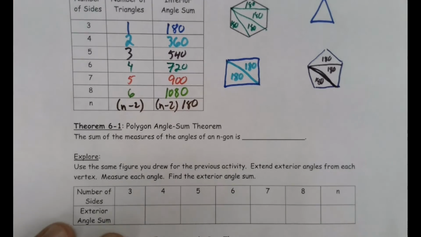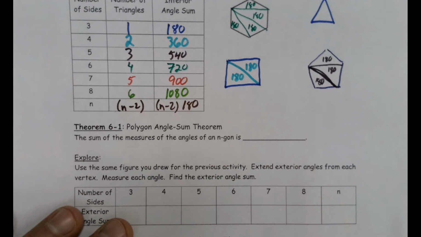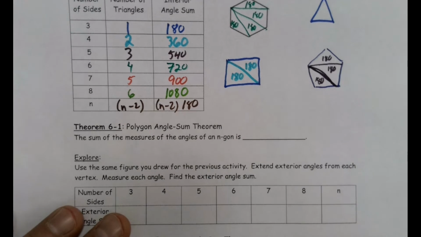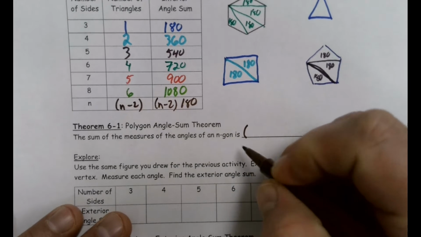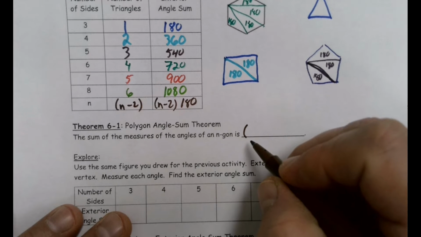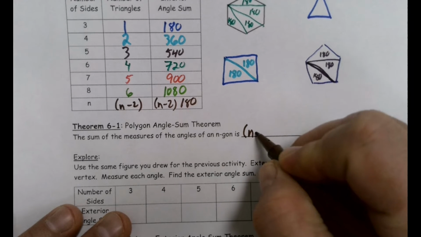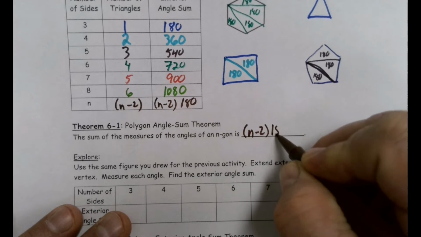Which leads us to the polygon angle sum theorem. The sum of the measures of the angles of an n-gon, where n represents the number of sides in that polygon, is n minus 2 times 180.